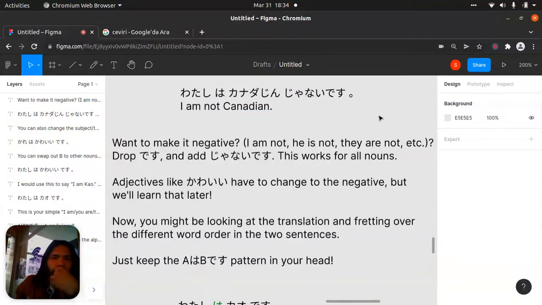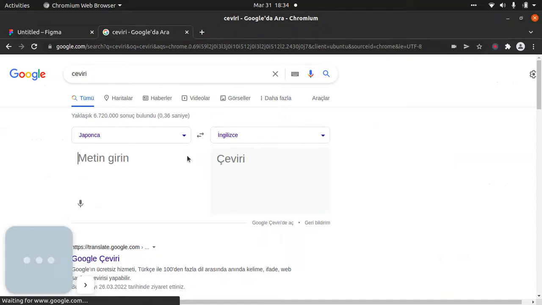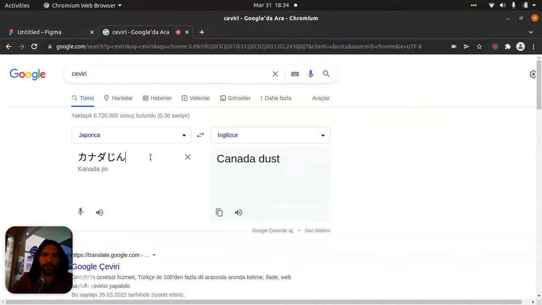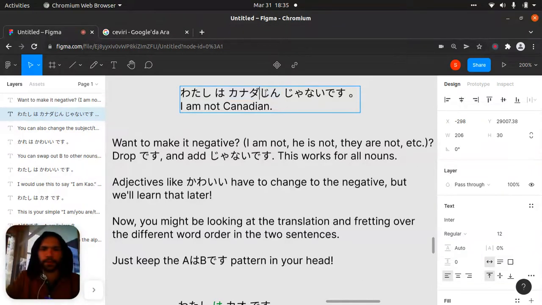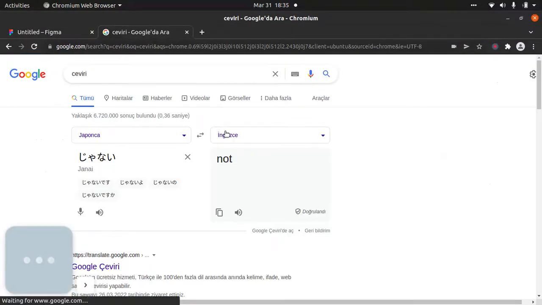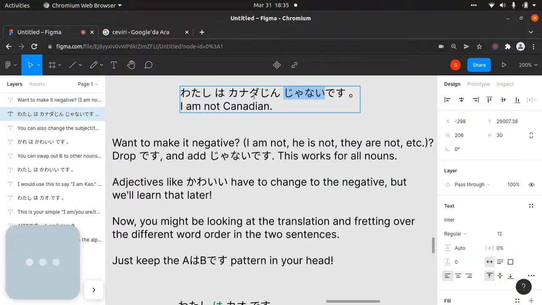Let's try watashi wa Canadian. Since it's katakana already, let's check if it is like that. Canada, Canadian. For the negative, I think it's something like ja nai. Let's check it. Ja nai. Yeah, it's not here. Ja nai, Canadian.